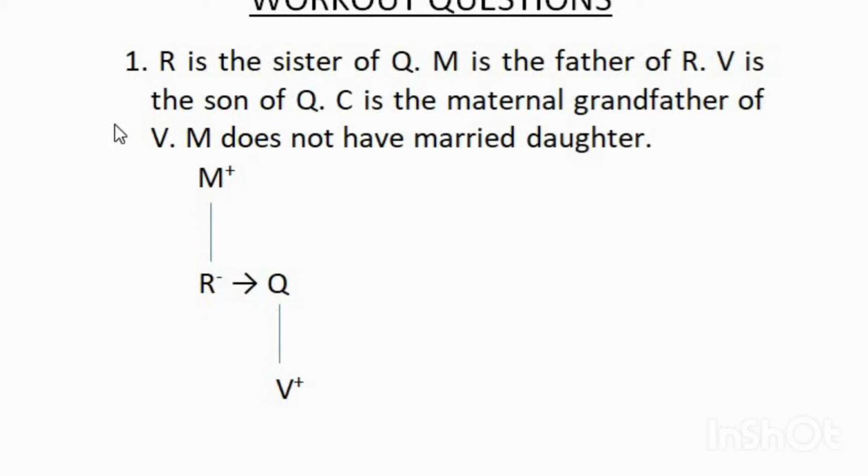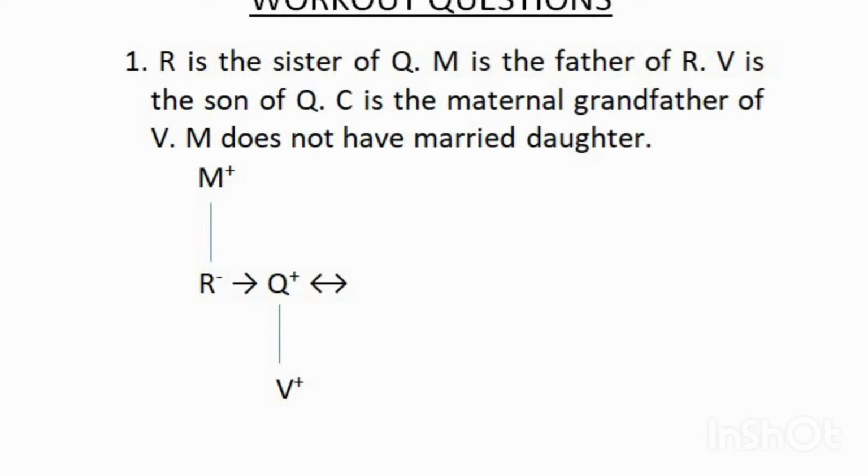Now C is the maternal grandfather of V. And it is given that M does not have married daughter. That means Q is the son of M, and Q is married to a person whose name is not known, and they have a son called V. C is the maternal grandfather of V. Maternal grandfather means mother's father, and we don't know the name of V's mother, and her father's name is C.